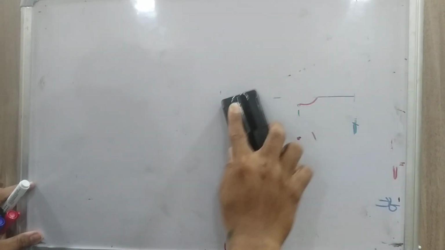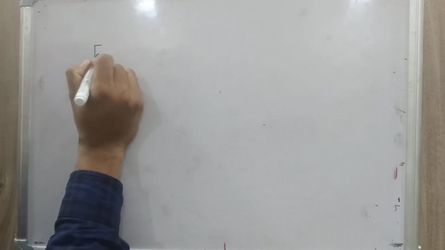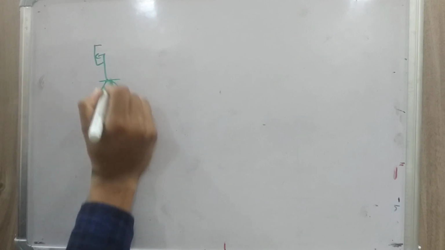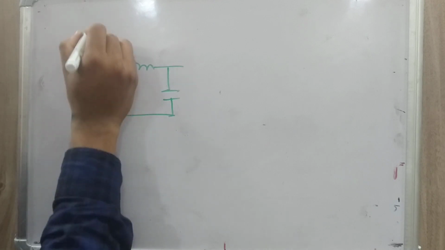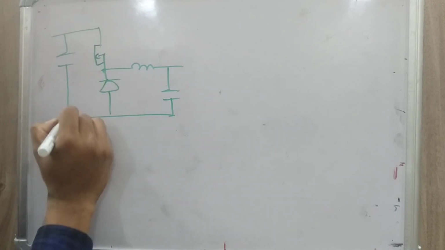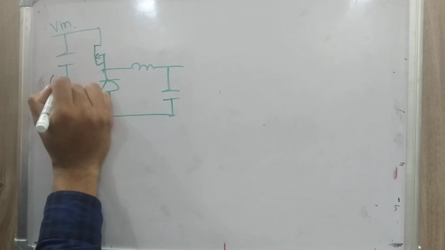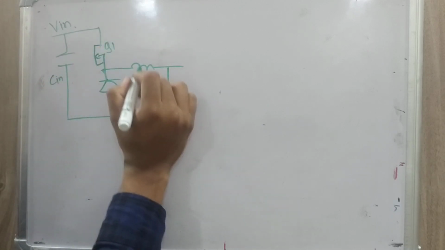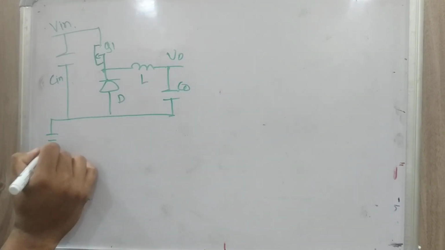So we will now analyze the DCM mode. DCM is basically a discontinuous mode where the inductor current falls to 0. I will again draw the buck converter: high side switch, diode, output inductor, capacitor, and input capacitor. This is Vin, this is Cin, D, U1, L, CO, VO, and this is the ground.